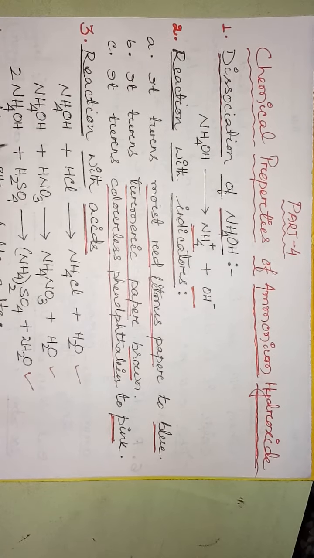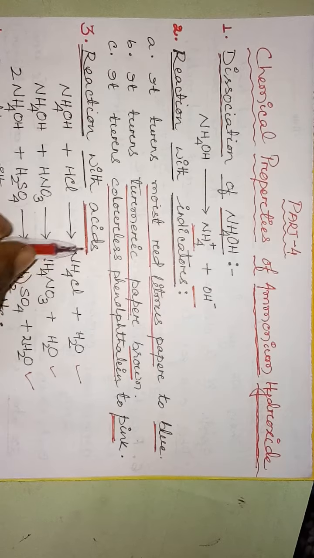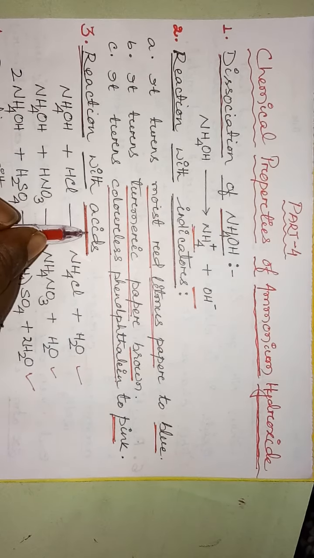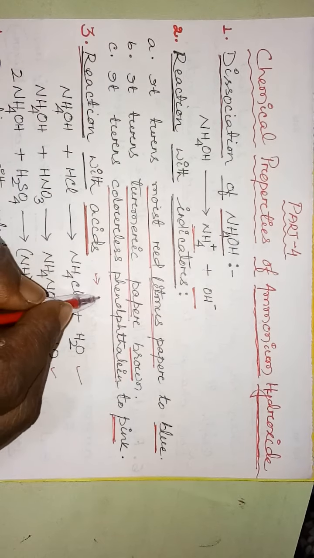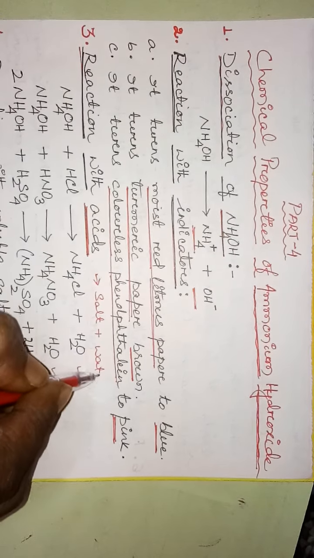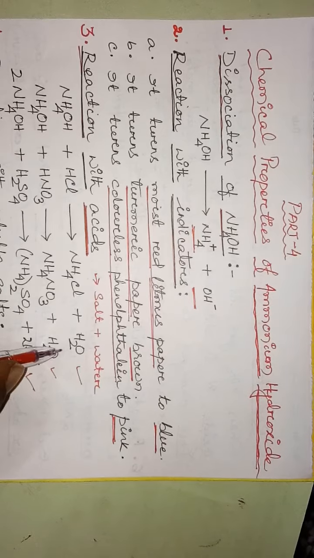Now we will discuss the reaction of ammonium hydroxide with acids. As ammonium hydroxide is a base, when it is treated with an acid, it forms salt and water. So when ammonium hydroxide is treated, it forms ammonium salt and water.